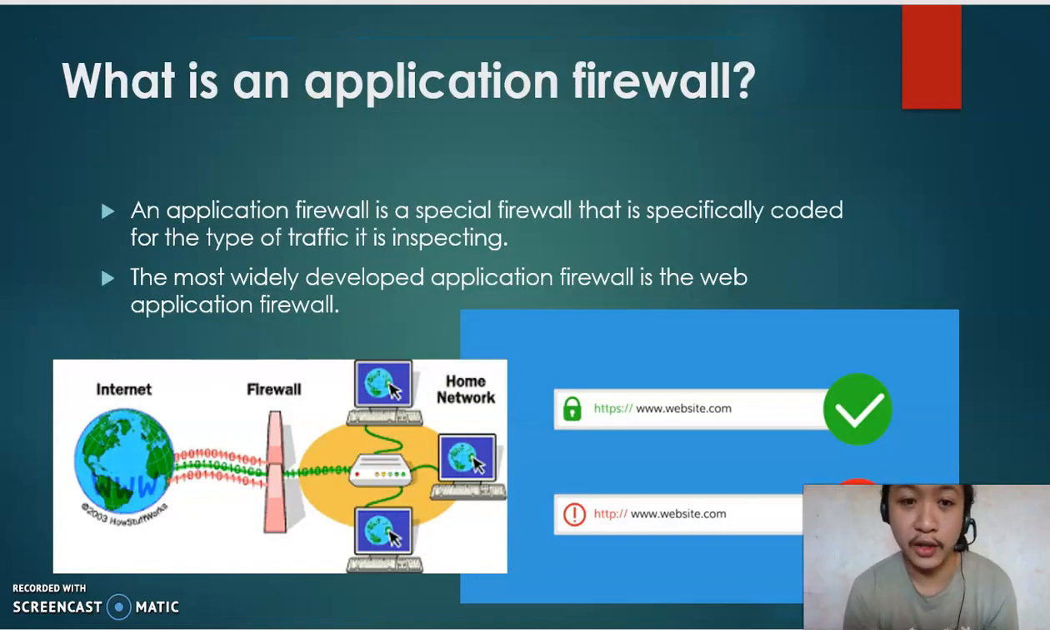What is an application firewall? An application firewall is a special firewall that is specifically coded for the type of traffic it is inspecting. The most widely developed application firewall is the web application firewall. If you can see the illustration here, the internet sends you data because you requested information.